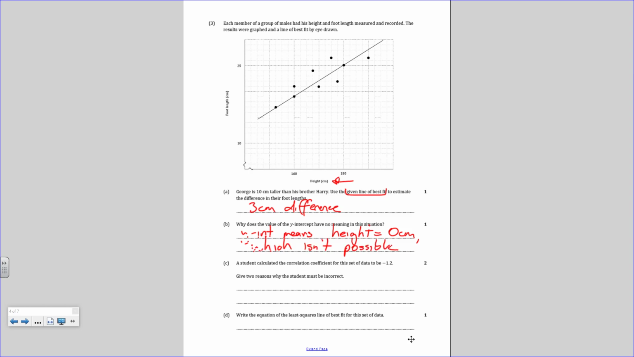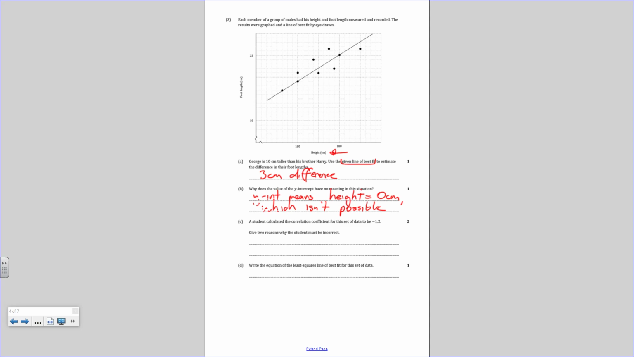I mean, that's just what it comes down to. Y-intercept means x equals 0, and you can't have a height of somebody being 0 centimeters. That means they don't exist physically. So that's what it really came down to, just conceptually, why doesn't it make sense?